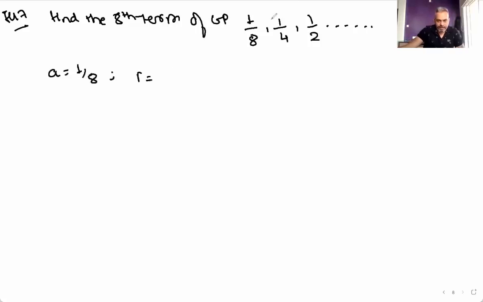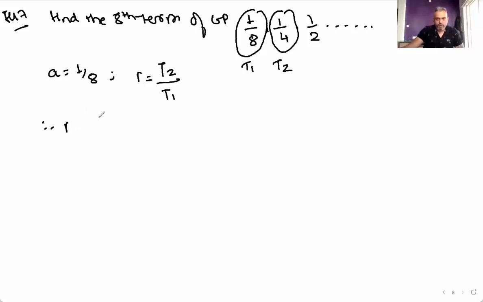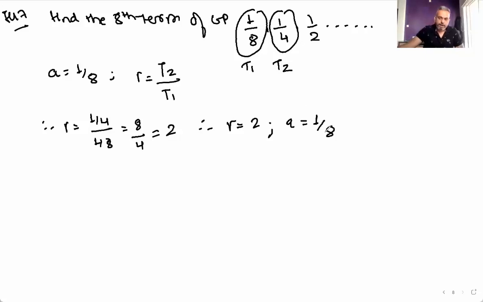So how will we find R? This is T1, first term, second term, third term. R is T2 upon T1, therefore R is equal to 1 by 4 upon 1 by 8. Now this 4 comes down, 8 goes up, so 8 by 4 which is equal to 2. Therefore R is equal to 2, A is equal to 1 by 8.